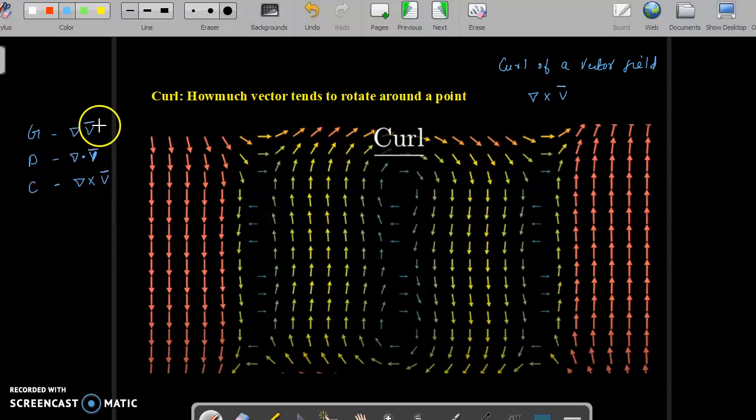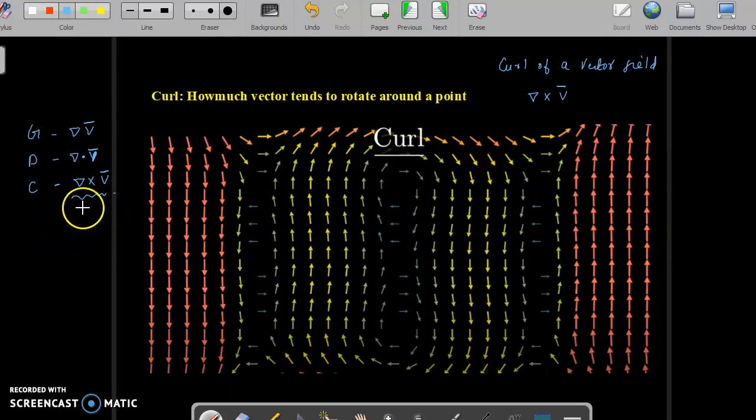V may be anything. V may be a flow of air, a fluid flow, or the direction of the lines of force of an electric field or magnetic field. So V may be any vector field. The curl just gives you an idea about how much the vector tends to rotate around a point. How much the vector is rotating around a point.